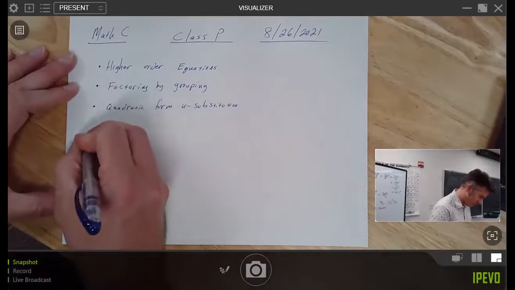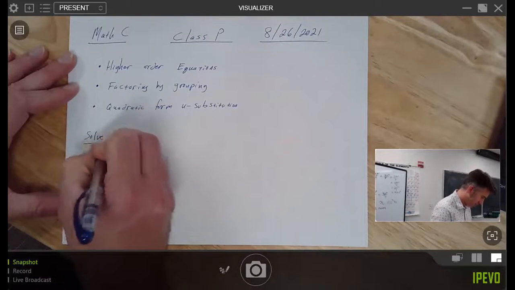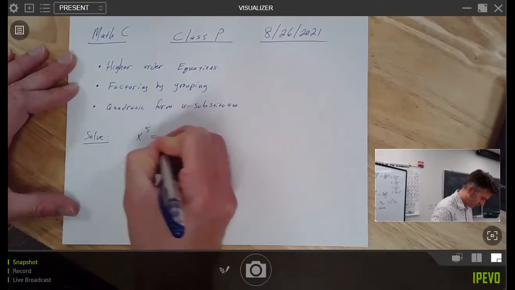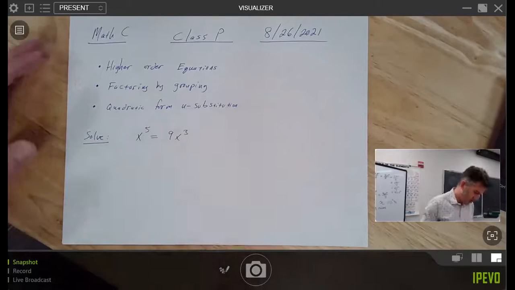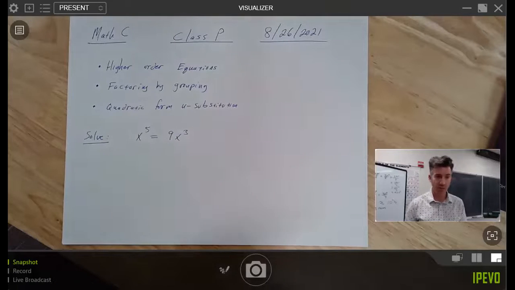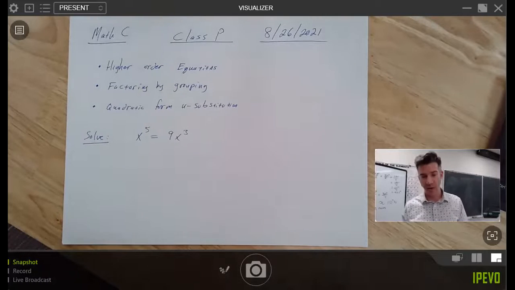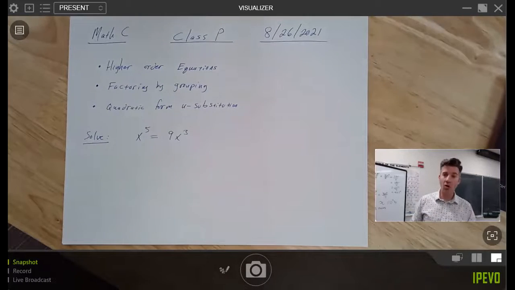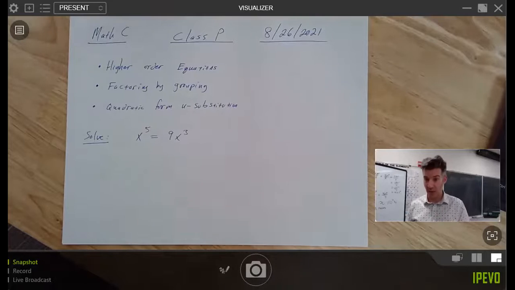Let's solve something like x to the fifth equal to 9x cubed. And what I should really say at the beginning is whenever you're solving an equation that has a degree that's greater than 1, or really a degree that's different than 1, because you could have negative powers and so on, you should always be setting the whole thing equal to 0.